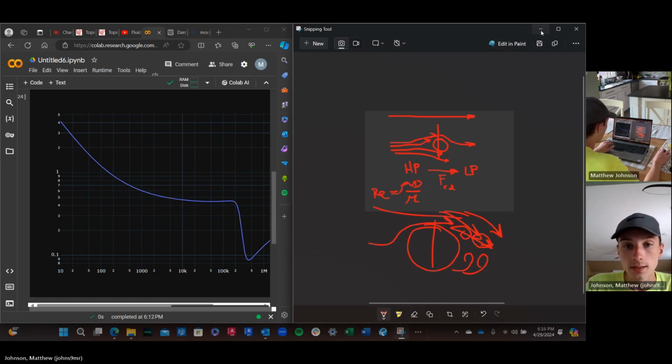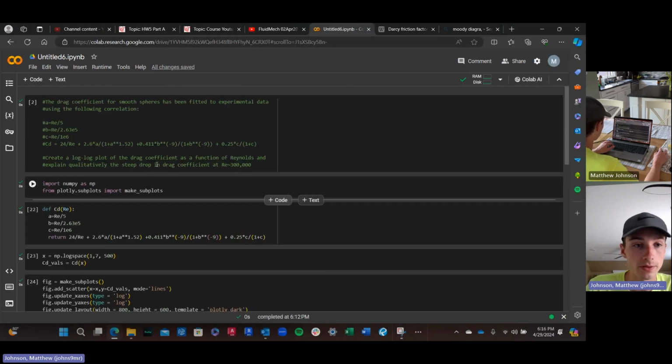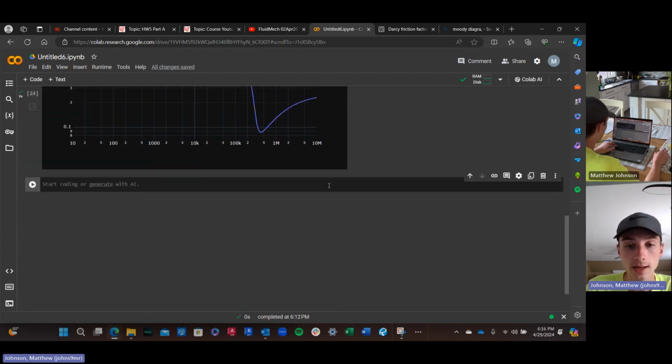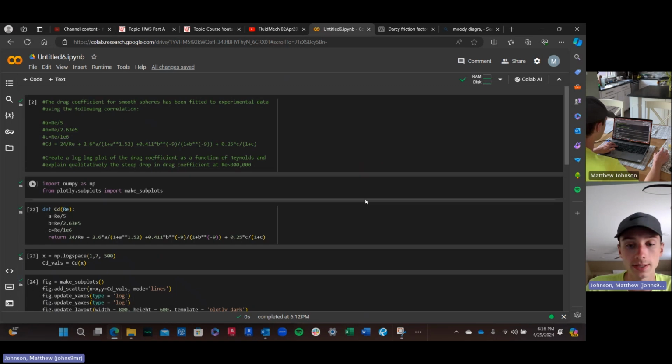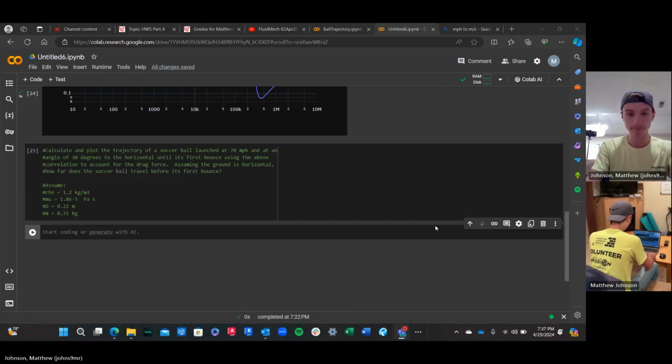Okay, so I think that is sufficient for this first part of the problem. I'm going to go ahead and set up part two of this problem, and it's going to be an application of this on a soccer ball. So stick around and we'll get right to it.